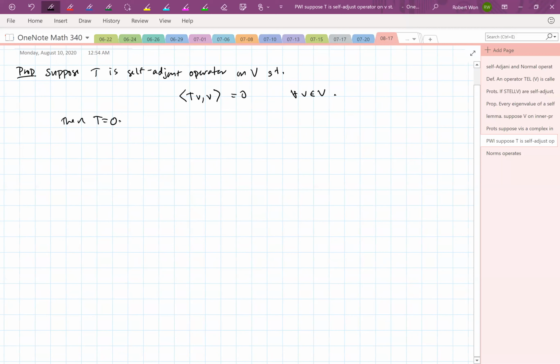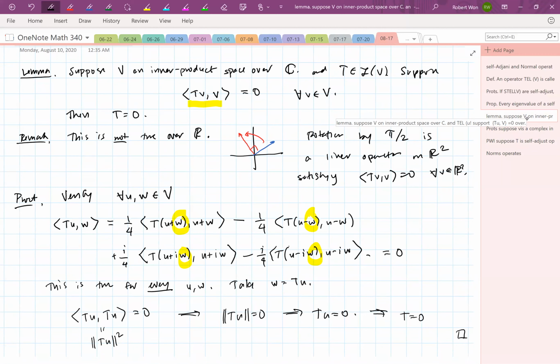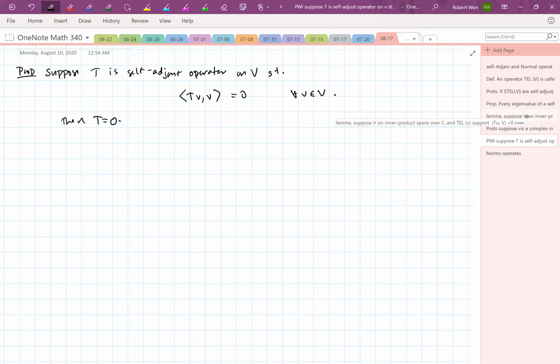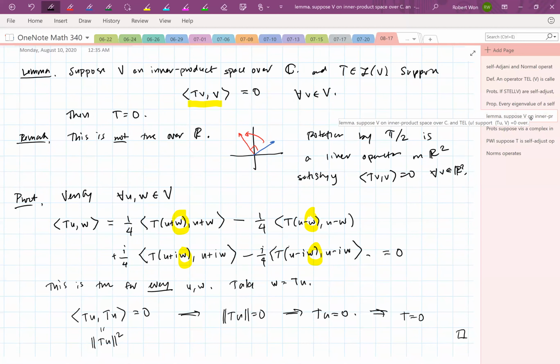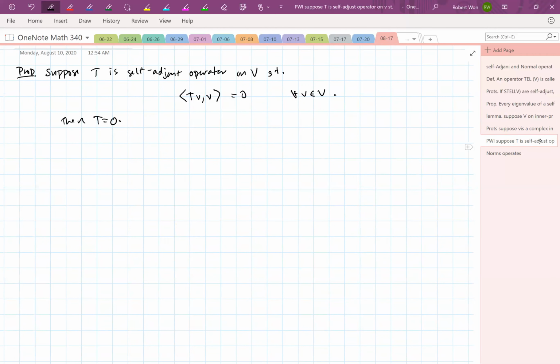Okay, now, you should be thinking, wait, didn't we already prove this? We proved this, right? If you're always orthogonal to your image, then you're the zero operator. But notice the difference in the hypotheses between these two theorems. This one applied to any operator over an inner product space, but that inner product space had to be over C because this result was false over R. This one, you can take any field you want. This result is true over R as well, but you're only looking at self-adjoint operators.